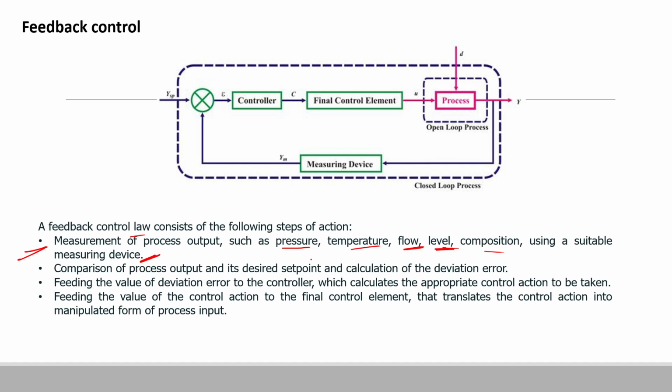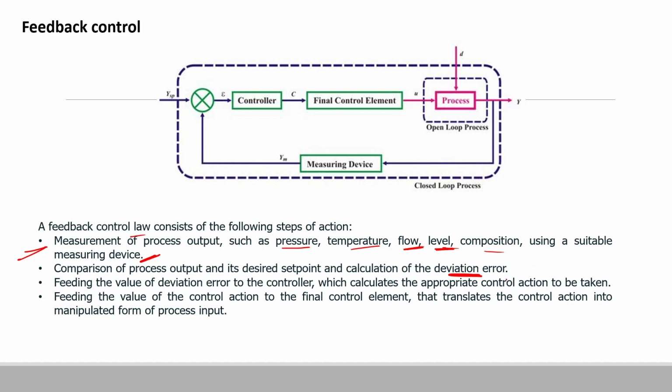And then we need to calculate the deviation error. So from the flow indicator, we will get the flow measurement, and then we will calculate the deviation between the flow measurement and the flow set point, that is the desired set point. And then on the basis of this deviation error, we will feed it to the controller, which calculates the appropriate control action that needs to be taken.